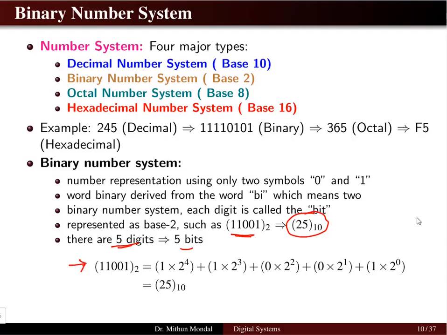Let us try to understand. If we have the binary number 11001 with base 2, then we can number the positions. This is position 0, this is position 1, this is position 2, this is position 3, and this is position 4. So each 1 will be multiplied with 2 raised to the power of its position, and similarly we can add them and we will get the number 25 with base 10. So the decimal number 25 with base 10 is equivalent to 11001 with base 2 in the binary number system.